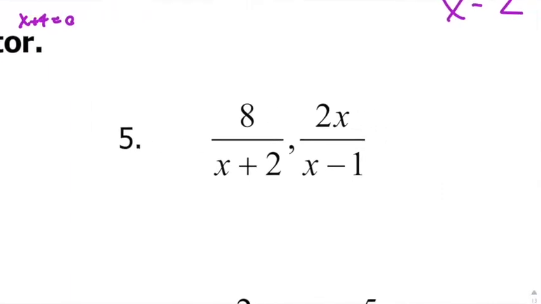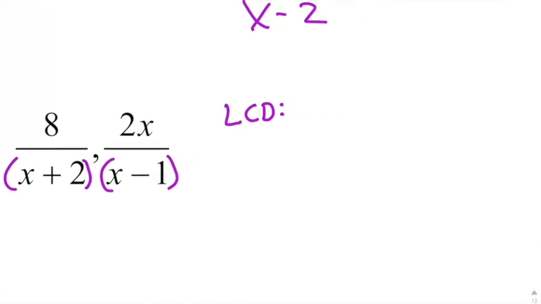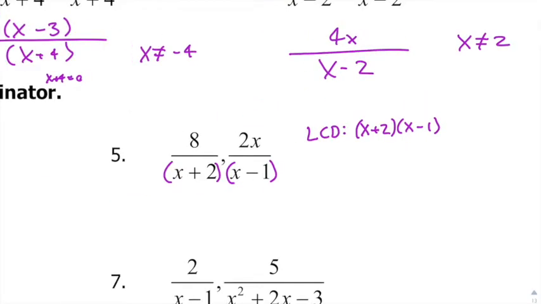Okay. Next one here, when you got binomials here, notice that you got x plus 2 and x minus 1, your LCD, or your least common denominator. That's going to be the product of both of those there, x plus 2 and then x minus 1. Just like that right there.